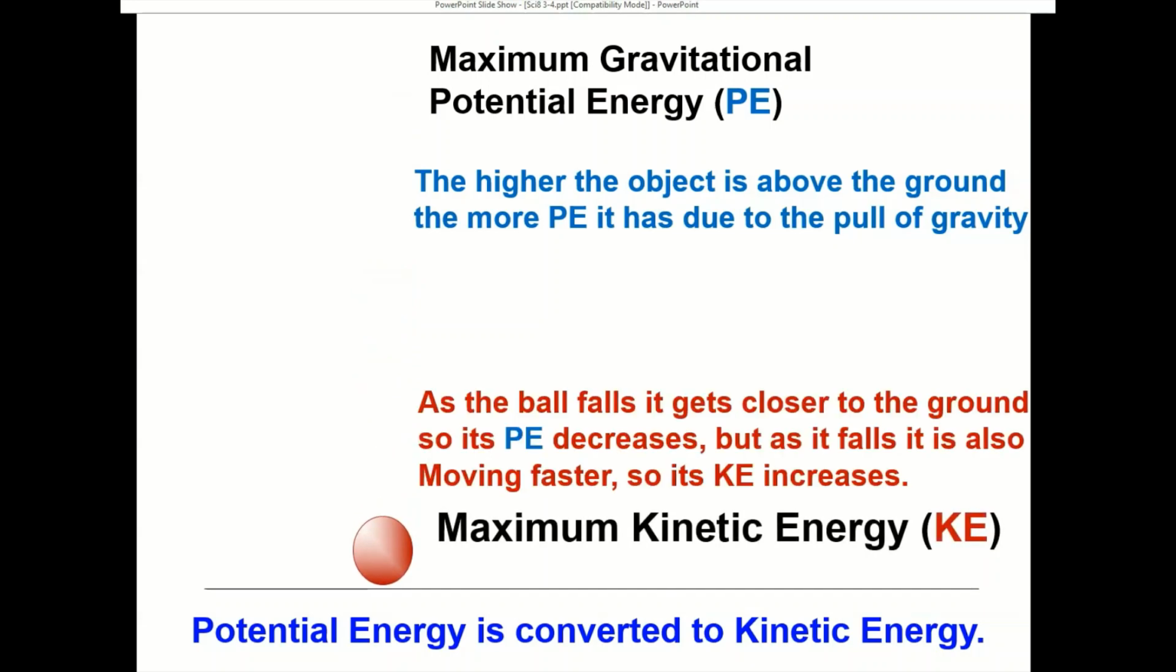So once the ball falls, is that potential energy anymore? No, it is not. It is now kinetic energy. As the ball drops from this position straight down, it gets closer to the ground, so its potential energy decreases. But as it falls, it also is moving faster, so its kinetic energy increases. Remember, potential energy, PE, is all about energy being stored, waiting to be used. And kinetic energy is when that energy is being used to make something move. So as the ball moves faster and faster, it gains kinetic energy, but it loses potential energy. The potential energy of the red ball is converted into kinetic energy. And there's an energy transformation right there.